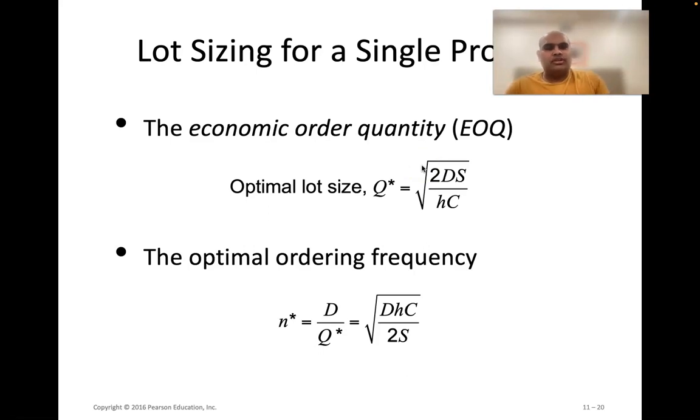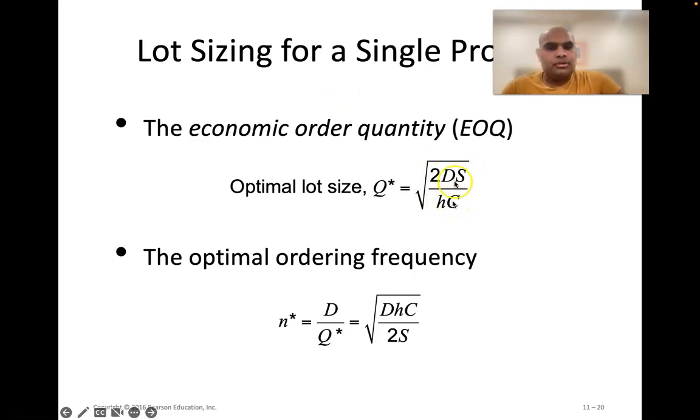You set them equal to each other. In one case, Q is in the numerator. In another case, Q is in the denominator. So when you cross multiply and everything, you get Q squared equal to something. Then you take the square root. And this is what you'll end up with. So this is the optimal lot size, the economic order quantity. It is the square root of 2 times D times S over H times C.